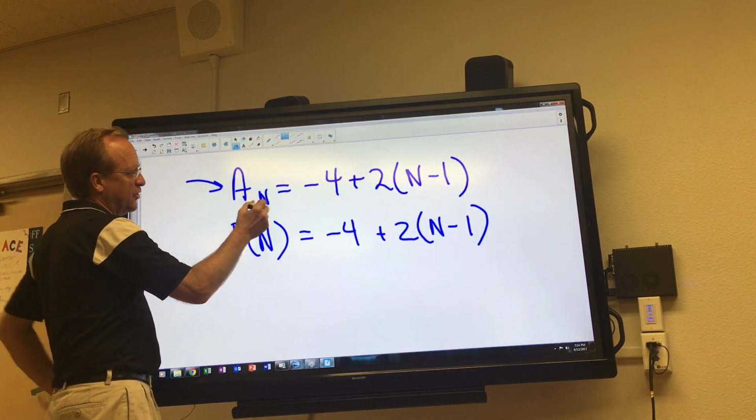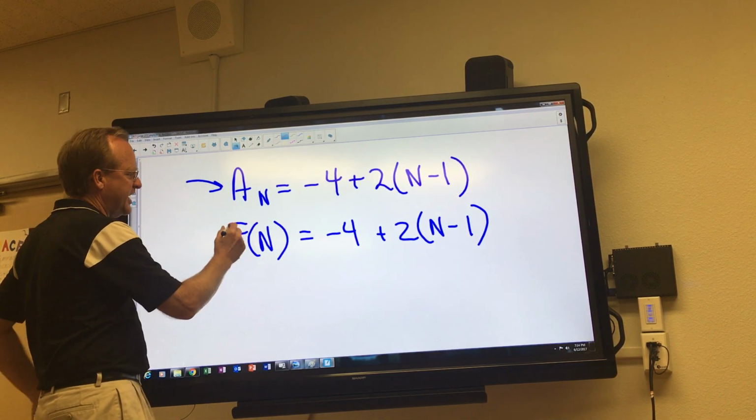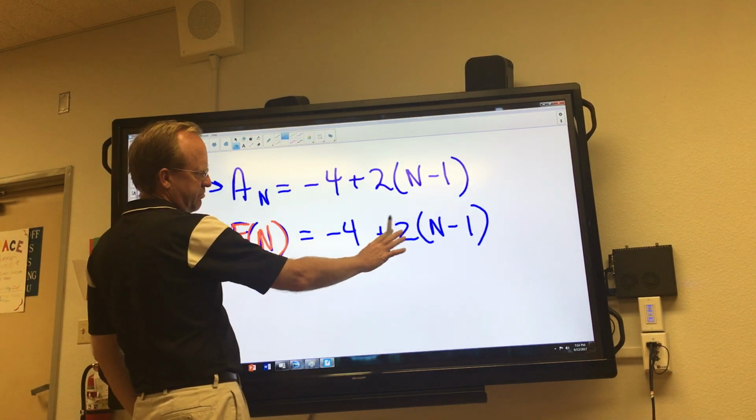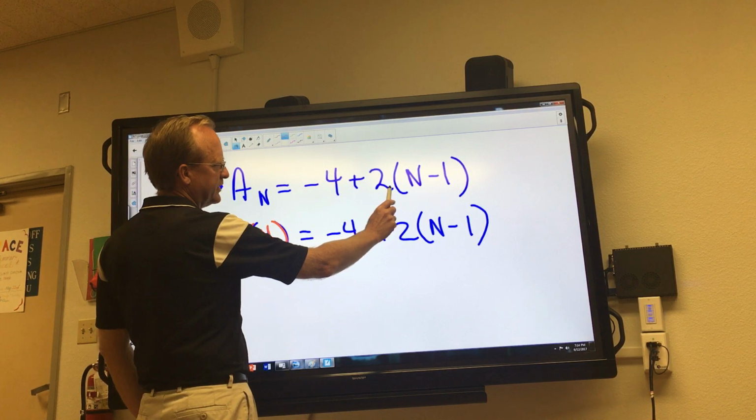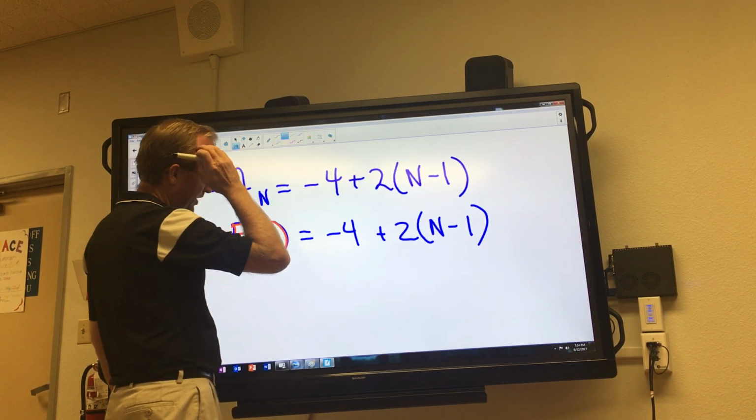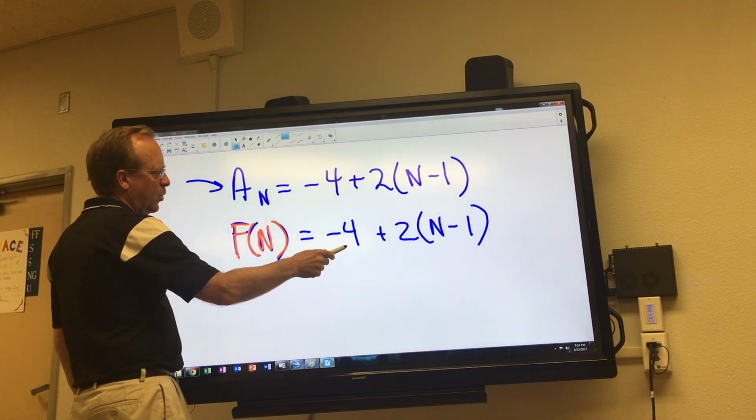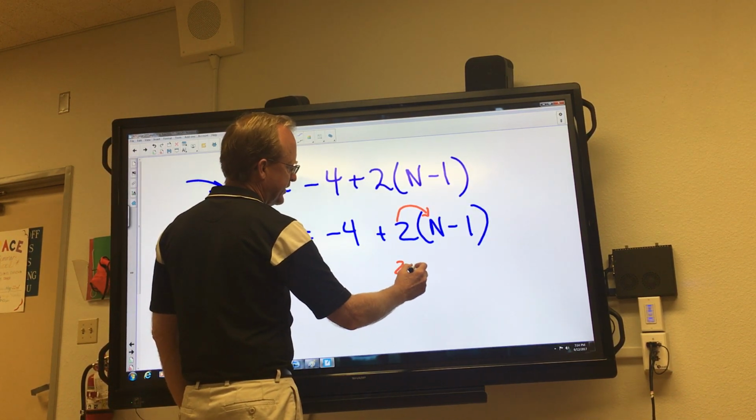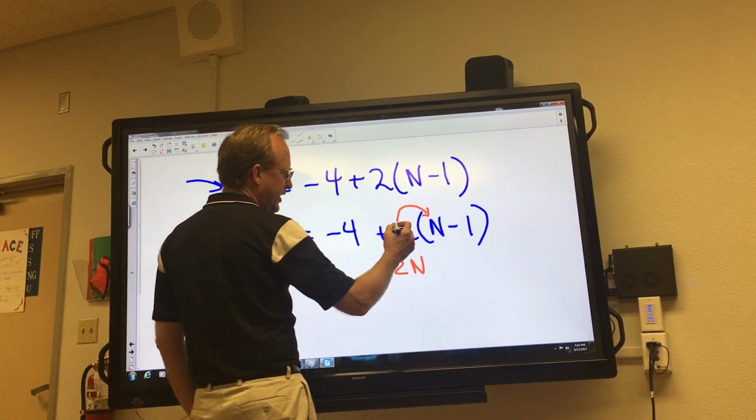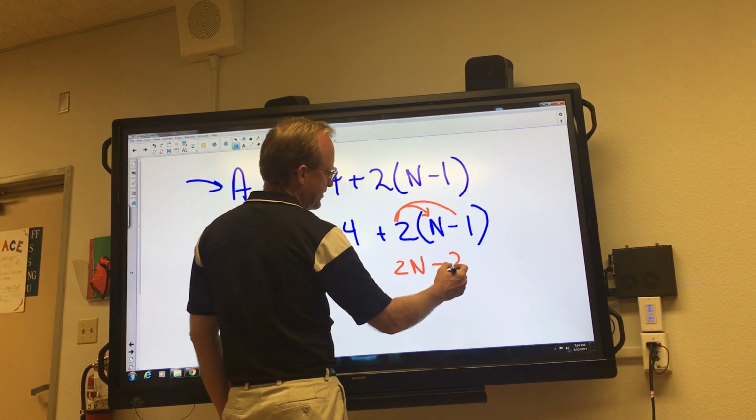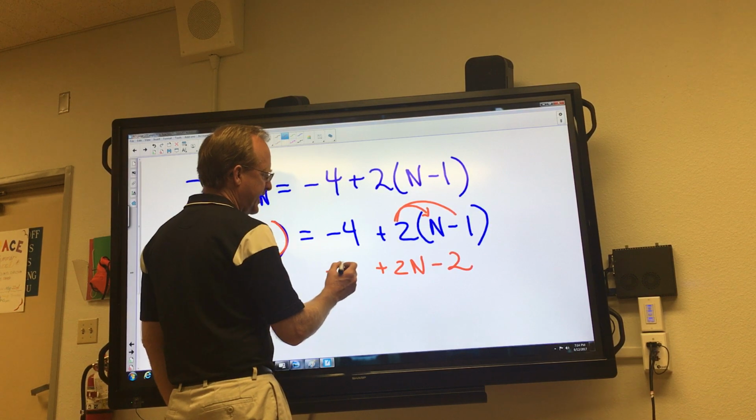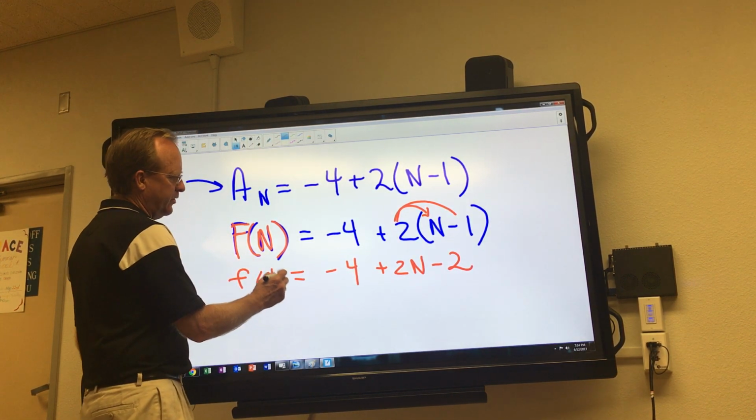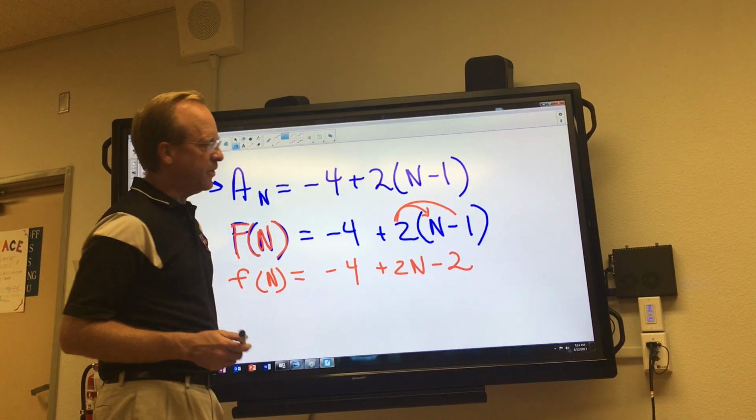This is the nth term. So we're just going to change that nth term into a function of n. And we're not going to change anything else, just -4 plus 2 times n minus 1. Now, we're going to actually do the math here like this was a regular function. We're going to say 2 times n is 2n, and 2 times -1 is -2. We'll drop that -4, and now I have f of n is equal to -4 plus 2n minus 2.